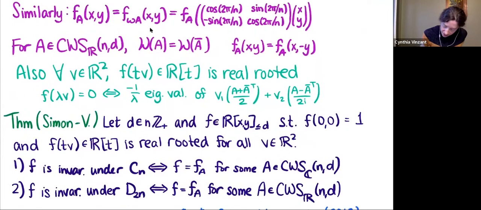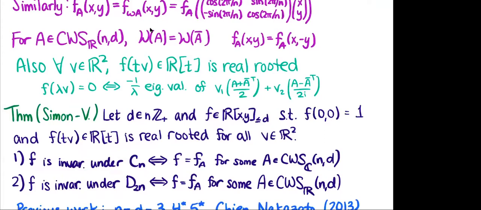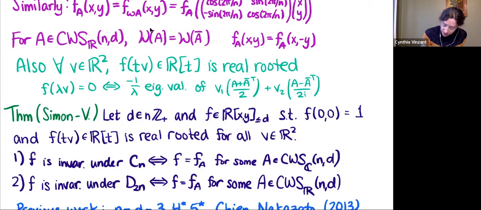So together with Faye, we proved the following. If you take D to be some multiple of N, and you take a polynomial of degree at most D that evaluates to one at the origin and is real rooted on any line through the origin, then it is invariant under the action of the cyclic group if and only if it can be written as the Kippenhahn polynomial for some cyclic weighted shift matrix over the complex numbers.